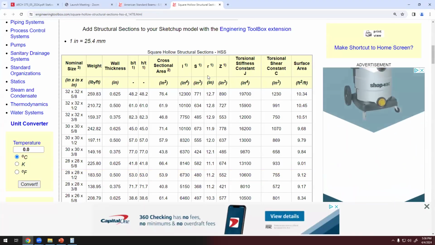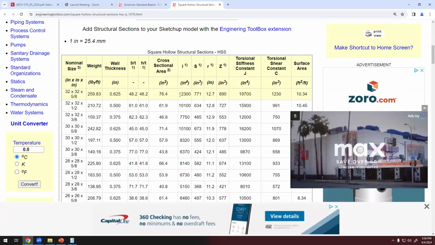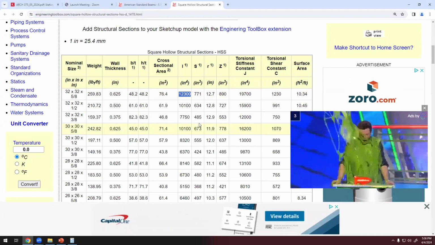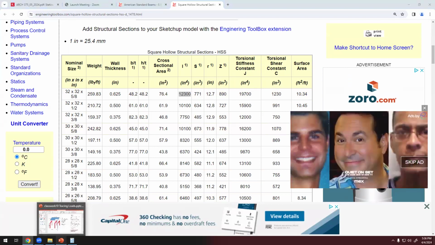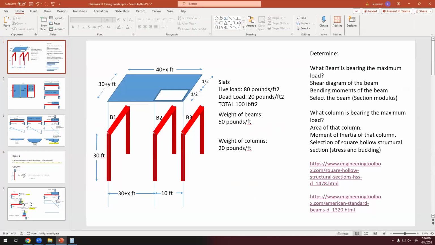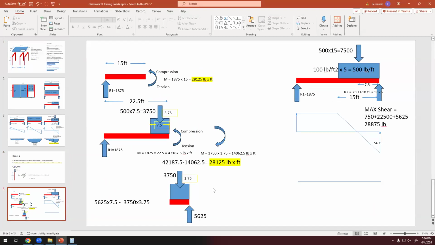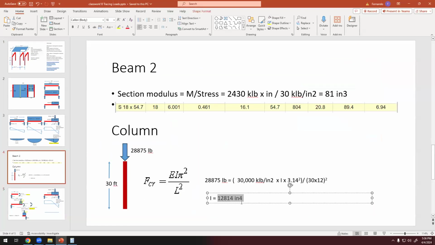And we have the moment of inertia, it's 12,000. Mine's 16,000. Yours is 16,000. Yeah, so you know what? Nobody's crazy enough to make a 30-foot column with such a big weight. So that's why it's not.